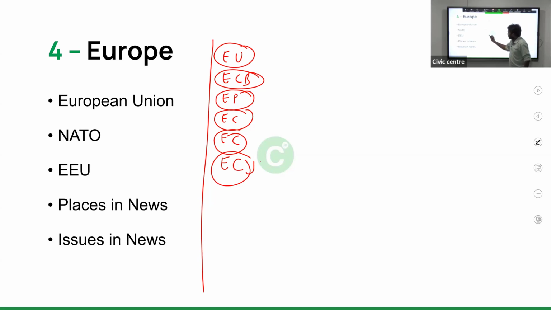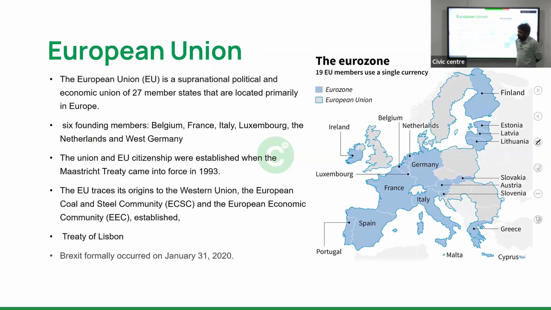Whereas European Court of Justice. Location is very important. So try to locate Belgium, Luxembourg. In Europe, there are 6 powerful organizations or nations like Italy, France, Germany, UK. So this is your European Union.